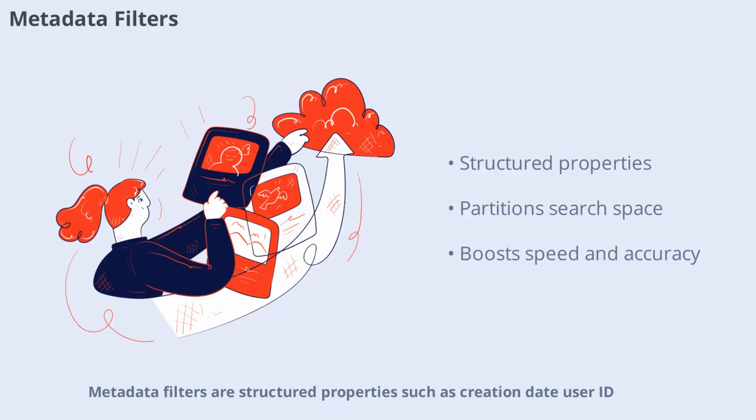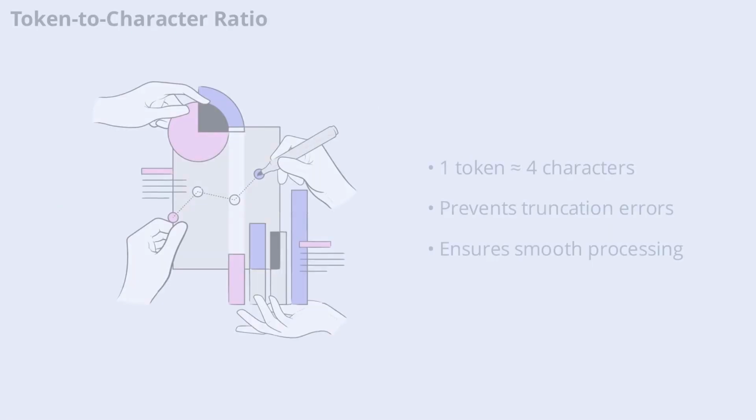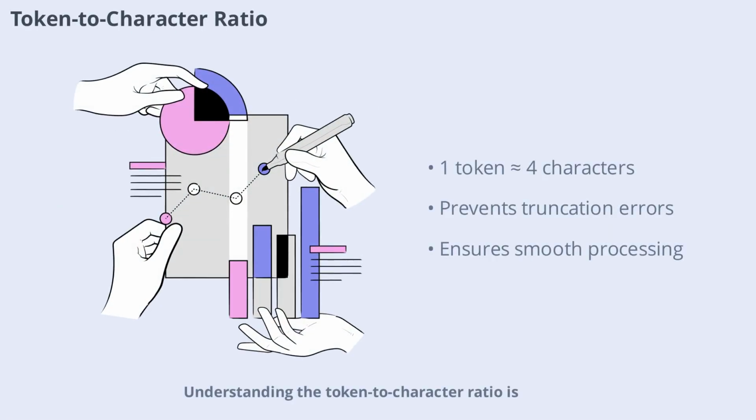Metadata filters are structured properties, such as creation date, user ID, or category, attached to vector objects during ingestion. These filters allow the database to partition and ignore irrelevant vectors before or during similarity calculations. For instance, in a multi-tenant application, a department filter ensures that only relevant documents are searched, improving both speed and accuracy.